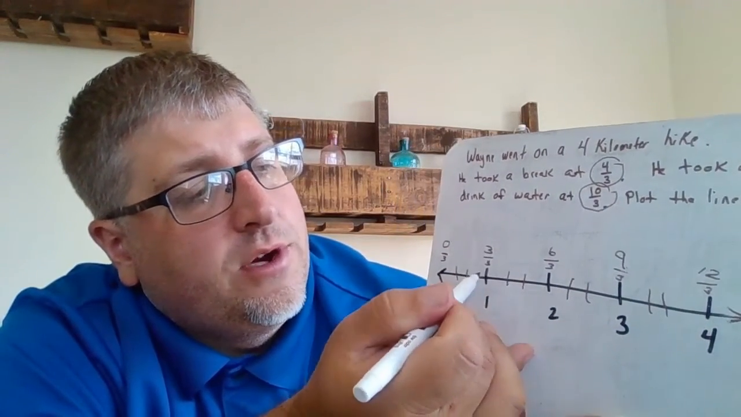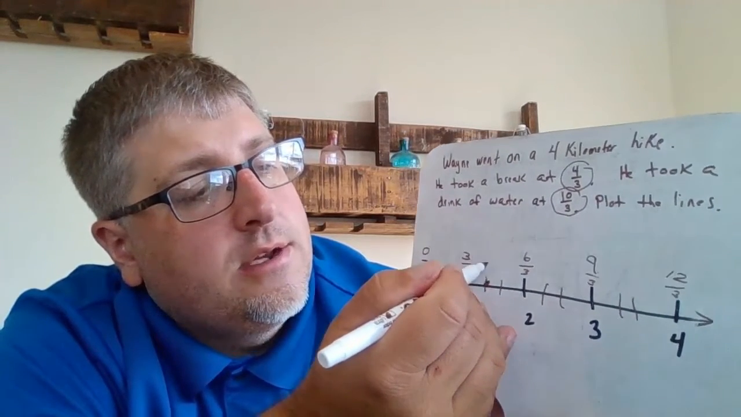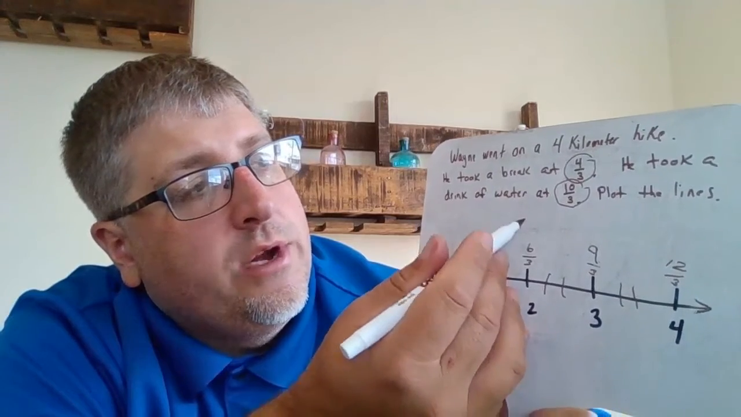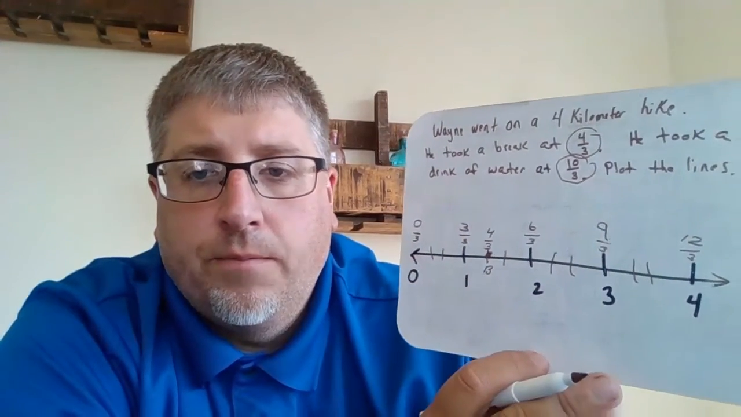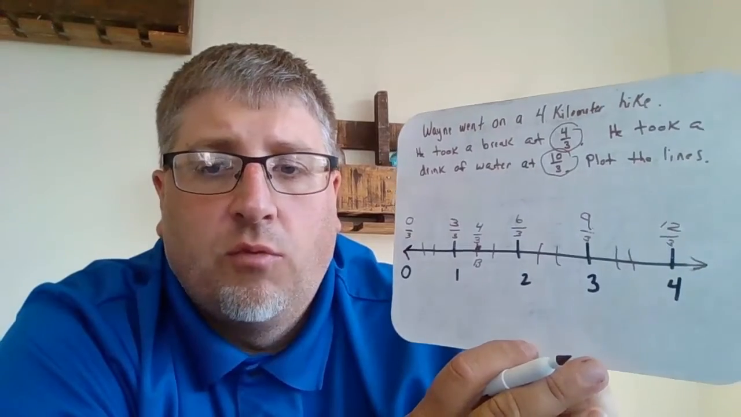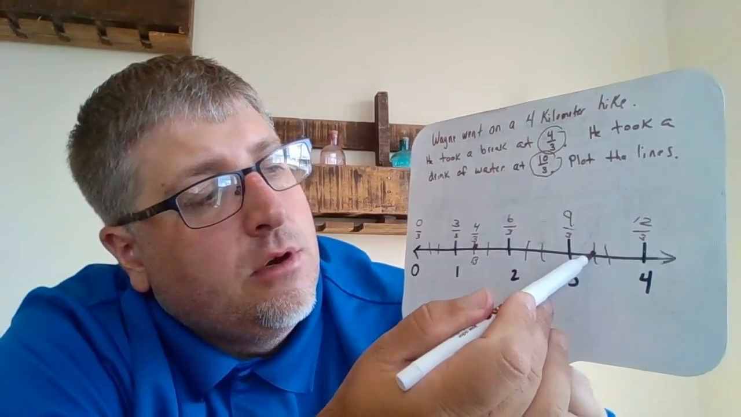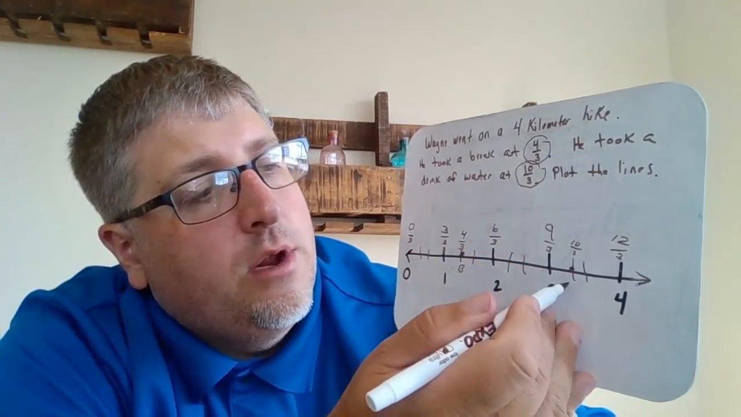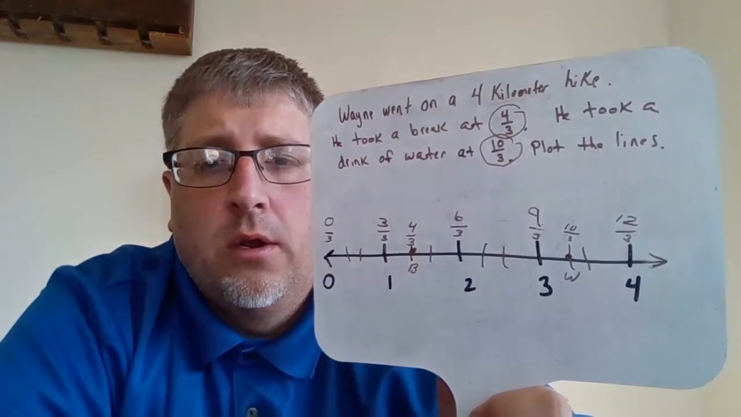So 4/3, well, here's 3/3. One more here is going to be 4/3. And we know that he took a break here, so I'm going to put the letter B in there. Okay, and then he took a drink of water at 10/3. Well, here's 9/3. One more here would be 10/3. And then we'll put W there for water.